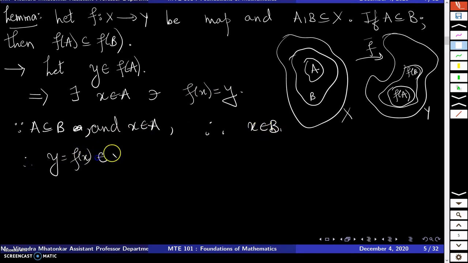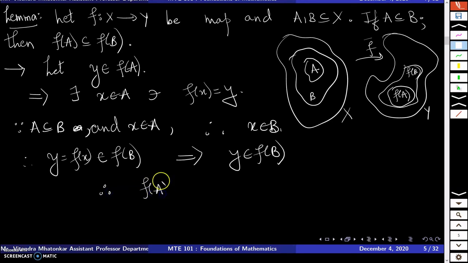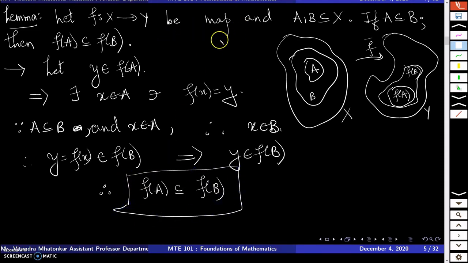So f of x will lie inside the set f of B, which means that y is there in f of B. So if you start with a point in f of A, then that point must also be there in f of B, and therefore we can conclude that f of A will be a subset of f of B. Okay, so if A is a subset of B, then f of A is a subset of f of B. I hope that's clear.